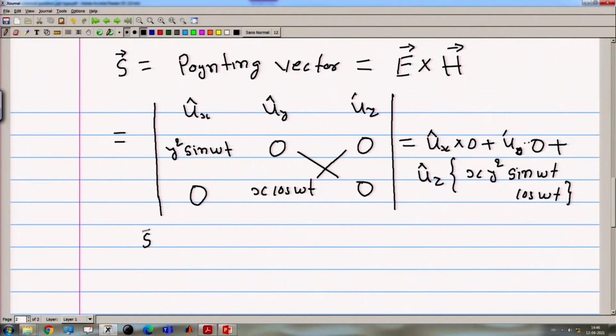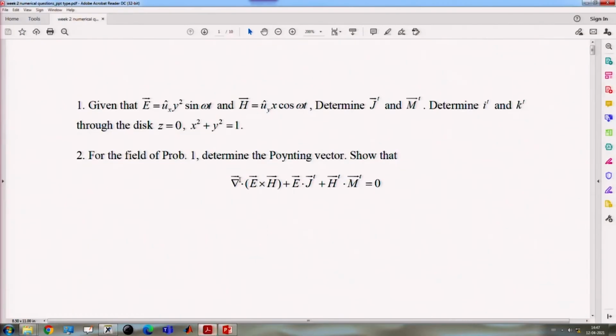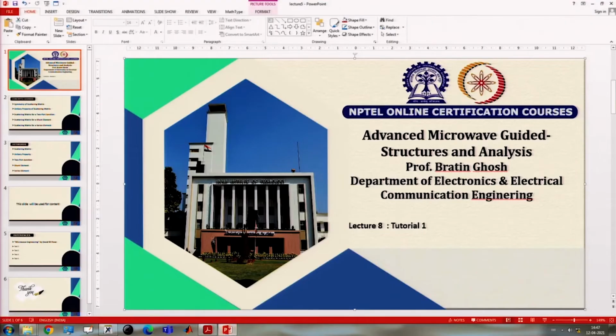So, S will be U z x by a square sin omega t cos omega t. So, this is the Poynting vector. In the next part, we have to prove that del dot E cross H plus E dot J t plus H dot M t equals 0. So, we can derive that.